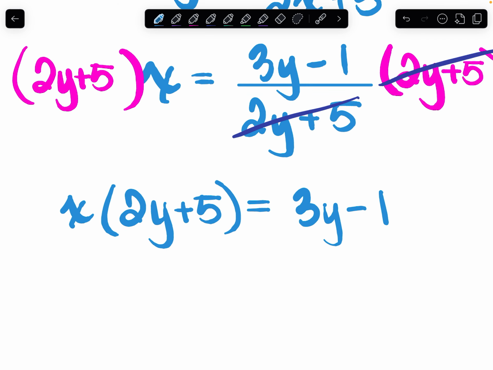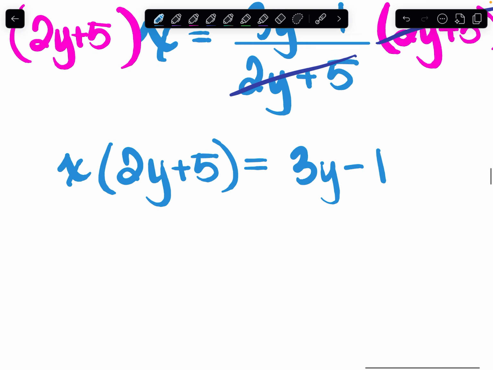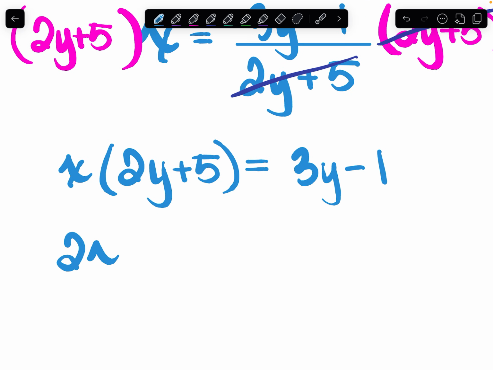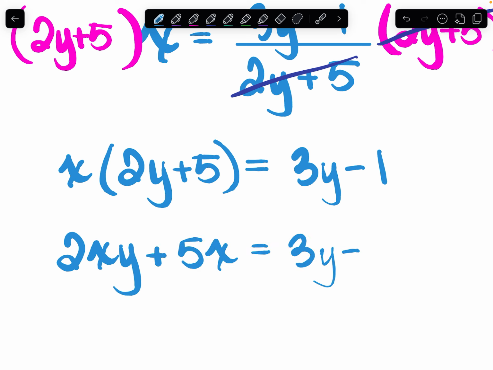So now we have y's on both sides. The only way to get the y's on the same side is to go term by term, which means I need everything that contains a y on, say, the left, and everything that does not contain a y on the right. So I got to distribute the x first. So that's going to be 2xy plus 5x equals 3y minus 1. Everything with a y on the left, everything without a y on the right. So I'm going to subtract the 3y because I want my y's on the left.